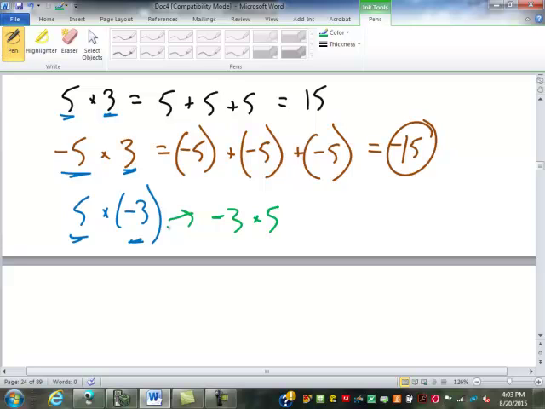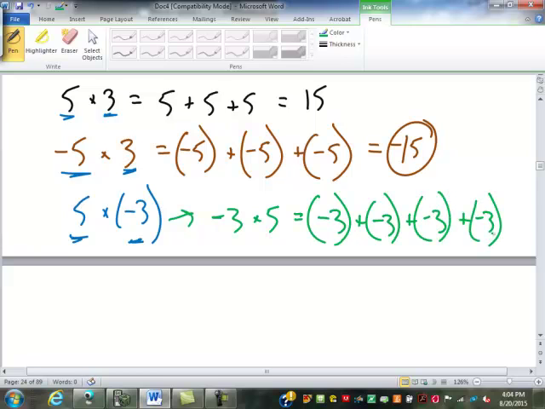Now that does not work with every operation, of course. It only works with addition and multiplication. Subtraction and division, you can't switch the orders. But if I have it written as -3 times 5, that means I'm taking -3 and adding it to itself 5 times. So I have -3, -3, -3, -3, and -3, which is -15. Perfect. Thinking in terms of my vectors, -3, -3, they all go negative, so it has to stay negative.